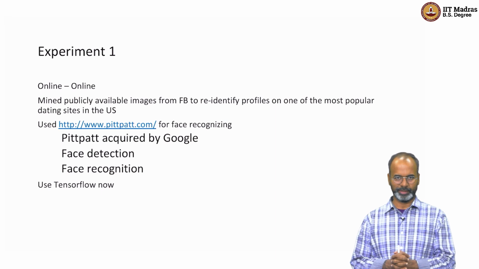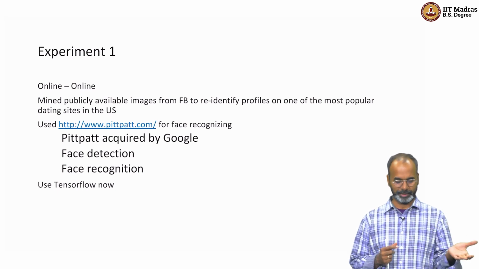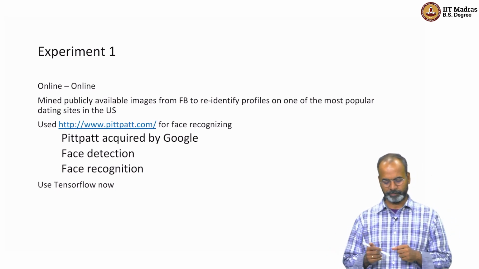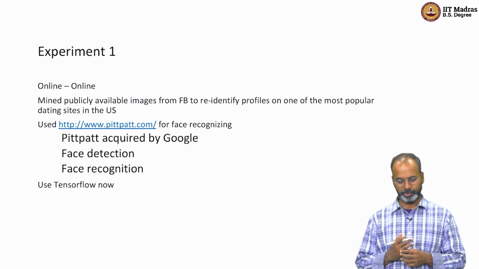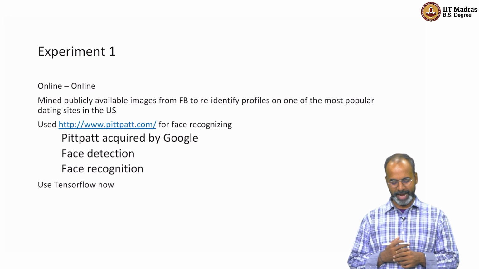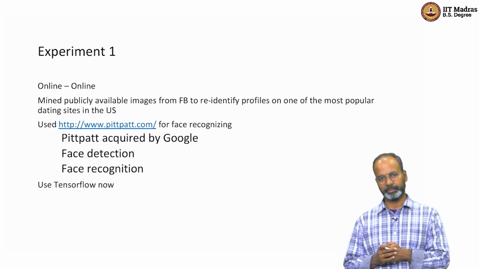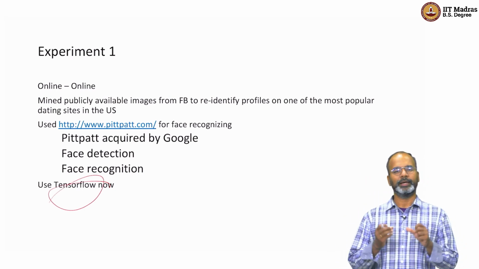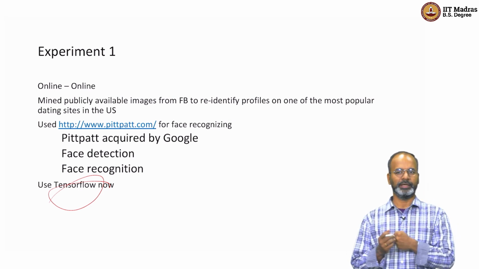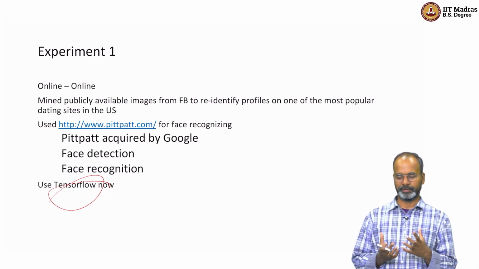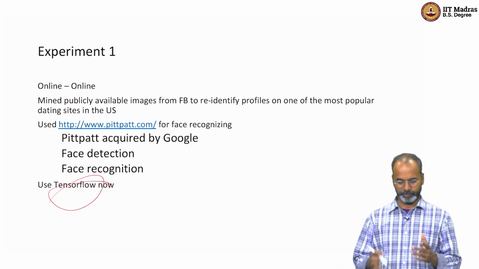The experiments that they did were three parts. One was online. They did mining of publicly available images from Facebook. This was online data, right? Facebook data, to re-identify profiles on one of the most popular dating sites in the US, and used publicly available open source tools to start with, and then that was acquired by Google later. But the idea is that you can use TensorFlow and other methods now to take the image and see how many faces are there, which is the part of the face, and can you actually find out whose face that belongs to. Okay, that's the goal for experiment 1.